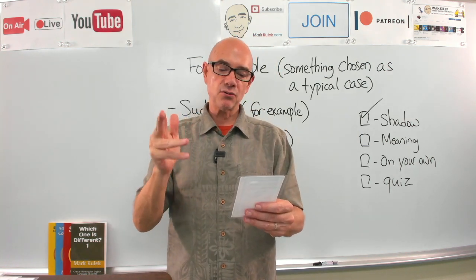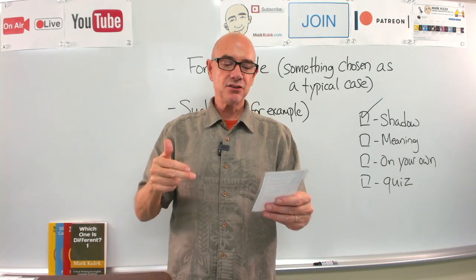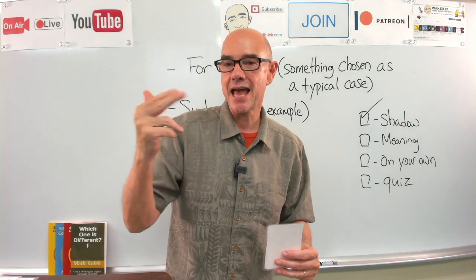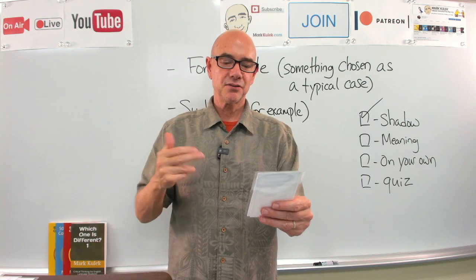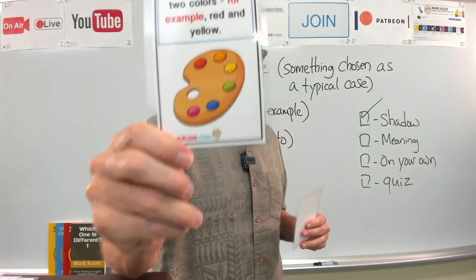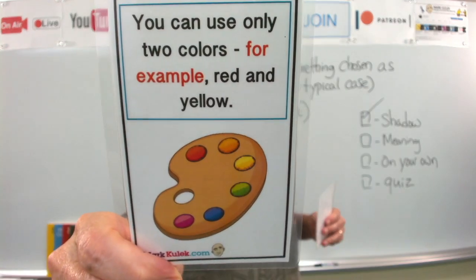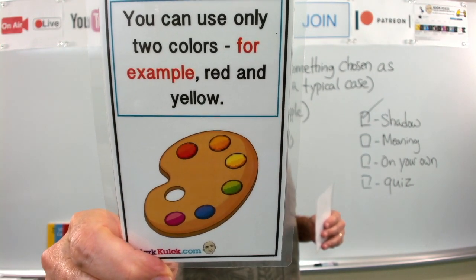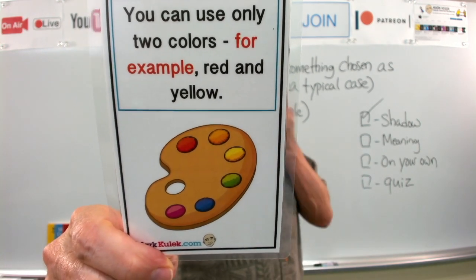You can use only 2 colors. For example, red and yellow. Only. Just 2. So you can use other colors, but only 2.